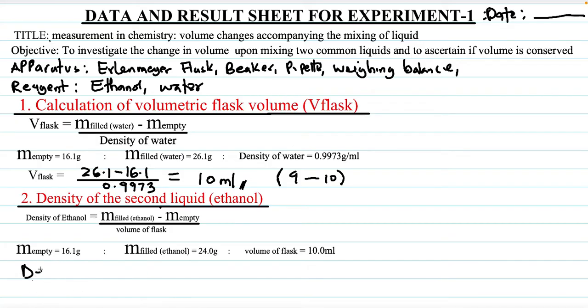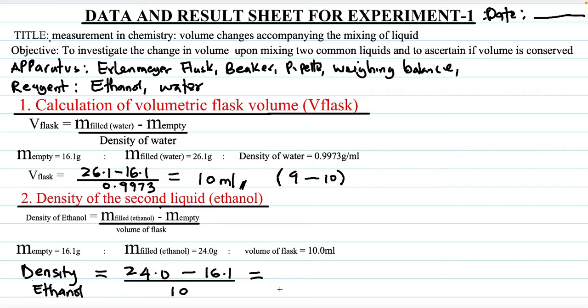So we'll now say density of ethanol. The mass filled with ethanol is 24.0 minus the mass when it is empty, 16.1. Now this is divided by the volume of the flask, which we got here to be 10. Remember, even if you got 9.8 or 9.9, you're still very correct. Your answer will not be that much different.